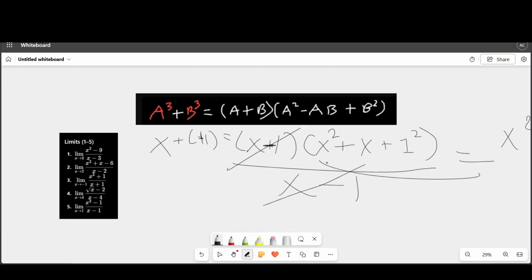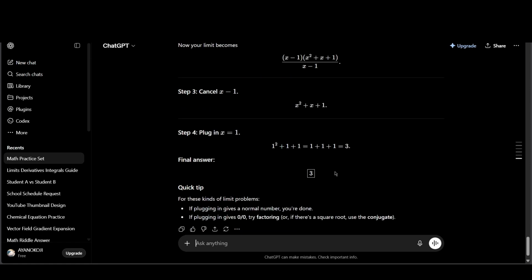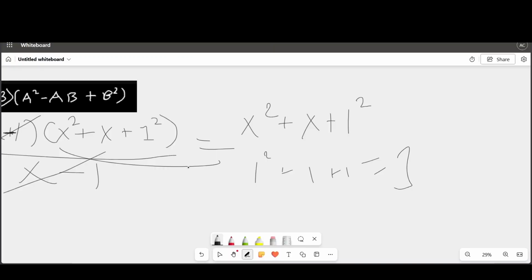So we're just going to substitute now. So we got 1 squared plus 1 plus 1. So it's basically 3. Yeah, it's 3.